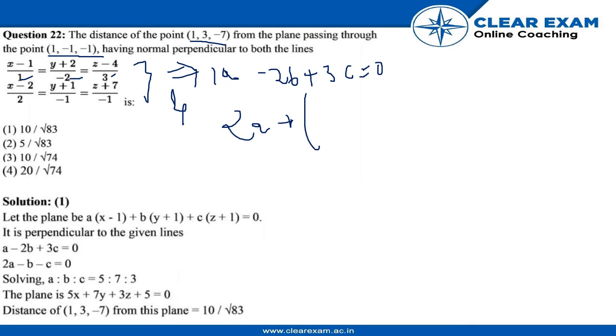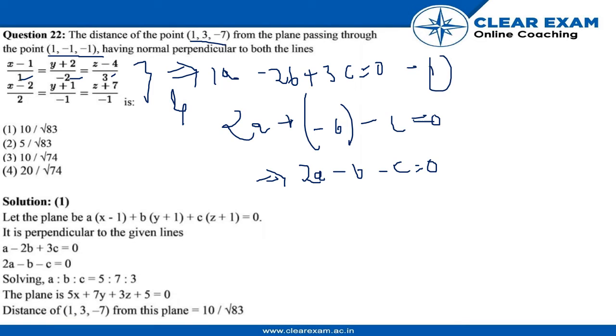And again we are going to get 2a plus minus of b minus c equal to 0. That is, 2a minus b minus c equal to 0. So we got these two equations. This is 1 and this is 2. Now we have to solve these equations, and by taking the ratio of a, b, c, you can get the values 5, 7 and 3.